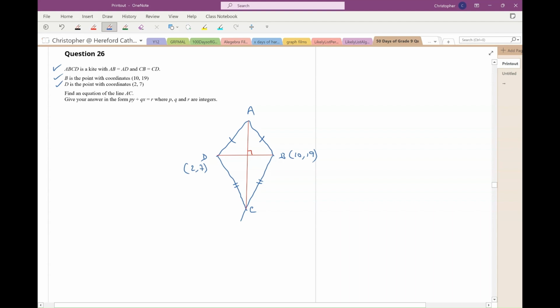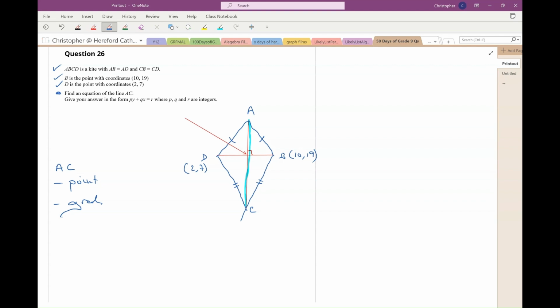Well, to find the equation of a line, the line AC, we need to know two things. We need to know a point on the line, and we need to know the line's gradient. So that's what we've got to find, right? Now I can already see a point on the line AC. By the way, here's the line AC. I can already see a point on that line because it goes through the midpoint of DB. Look. Ta-da! Goes through the midpoint there, doesn't it?